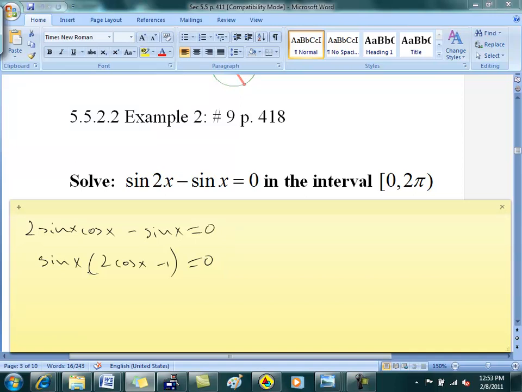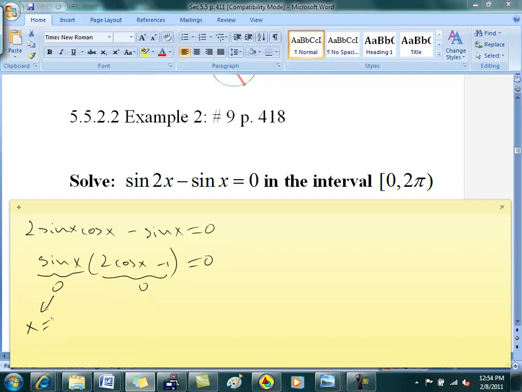So you set this factor equal to zero, and that factor equal to zero. So from here, you get x equals what? Know your angles. 0, is that the only answer? We'd be speaking radians. Nice, good job. And you set the other factor to zero, you get cosine x equals 1/2. So x equals, you're speaking radians, pi over 3, because it gave me 60 degrees, it gave me pi over 3. Give me the next one, I'll tell you good job.